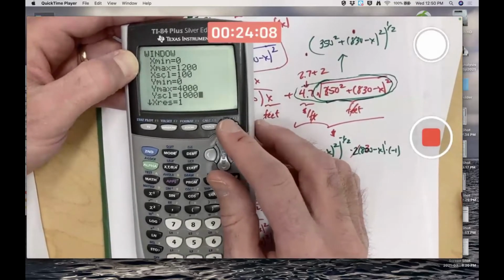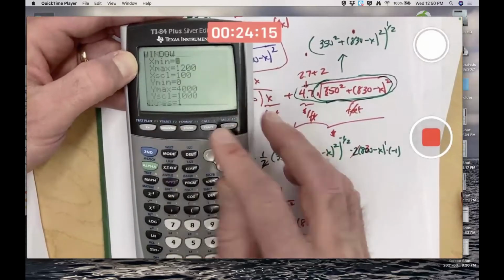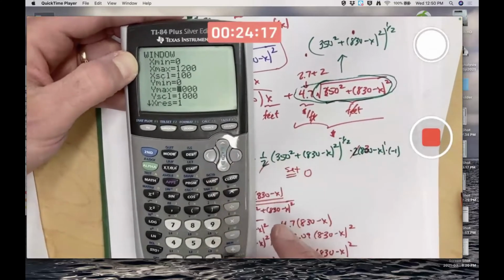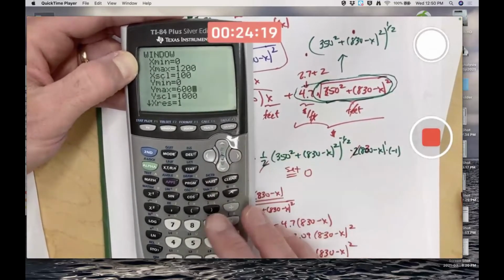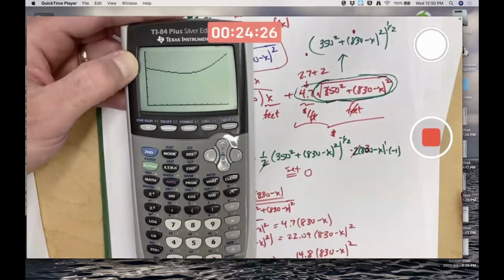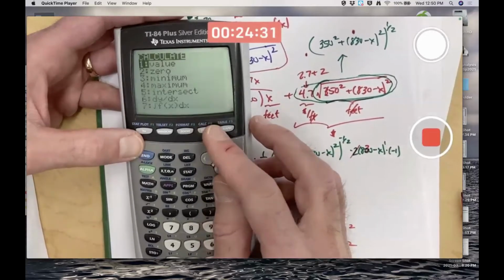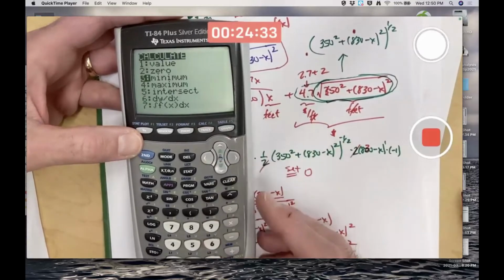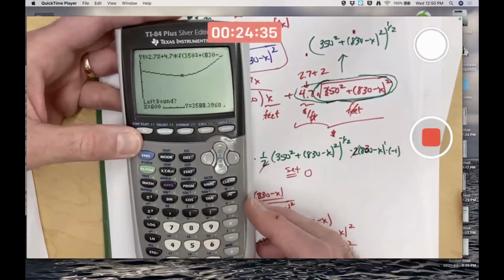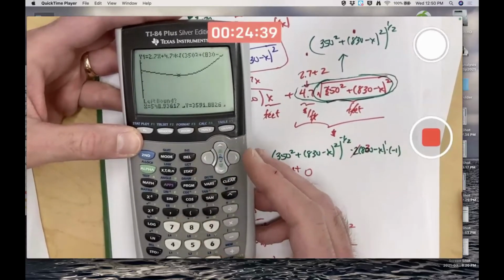Let's see if we see a graph. We do. And it looks like there's a minimum. Let's go up higher to see it better. A minimum perhaps near 574. We can look for it. This is looking pretty good, isn't it?